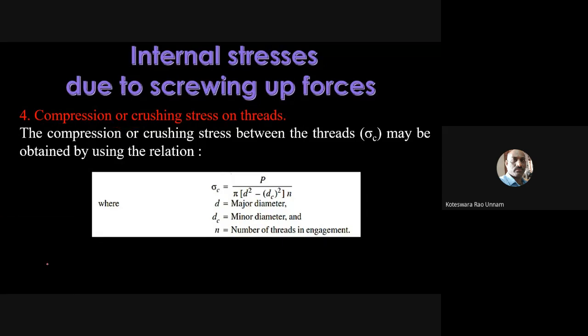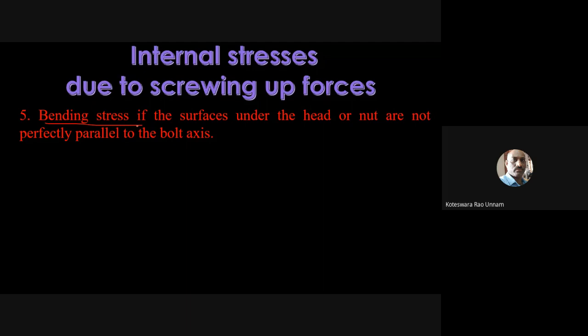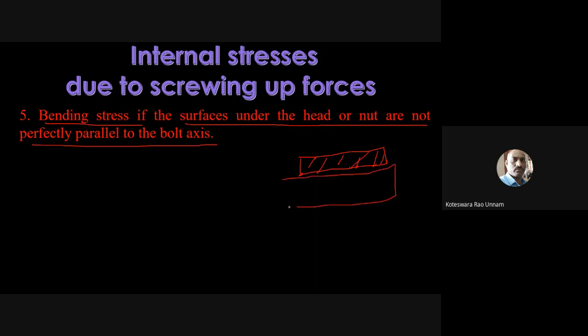Then the last one is going to be the bending stress. This bending stress will be induced only in a particular case, that is when the surfaces under the head or nut are not perfectly parallel to the bolt axis. Generally we use a bolted connection to connect two members. This is one member, and I want to connect another member to this. This is another member. Now if I put a bolted connection here, something like this.